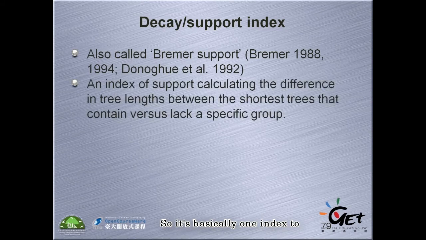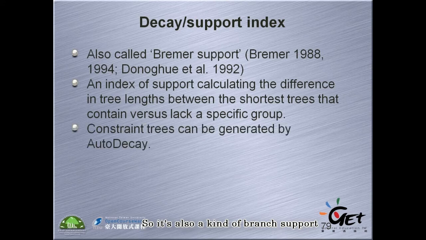So it's basically an index to calculate the differences if we want to break down a certain tree. I mean, given the tree length of the shortest tree, if we want to break down a branch and support another relationship, how much effort do you need to put in to break down those relationships? So it's also a kind of branch support to see how well your data is supporting a certain branch.